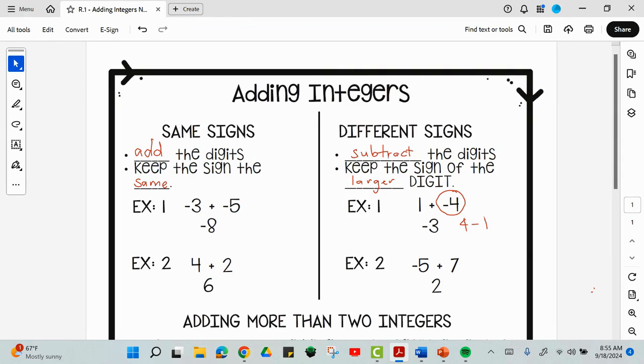In the second example, I'm going to identify the larger number. Oops, not 5. So the larger number in this case is going to be 7. So that means our answer is going to be positive. And then we just subtract the two numbers. So 7 minus 5 gives me 2. And since 7 is bigger, we're going to make it positive.